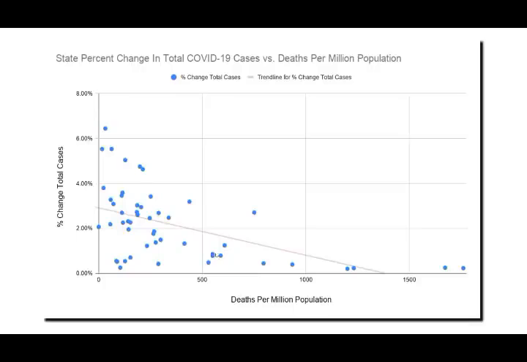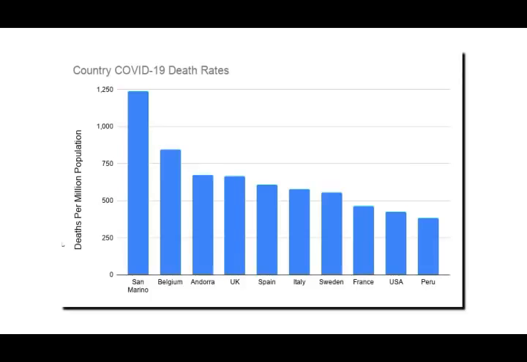From this graph, it appears that herd immunity occurs somewhere around 500 deaths per million. So it looks like the virus generally kills about 0.05% of the population. Put another way, the virus does not appear to kill 99.95% of people.